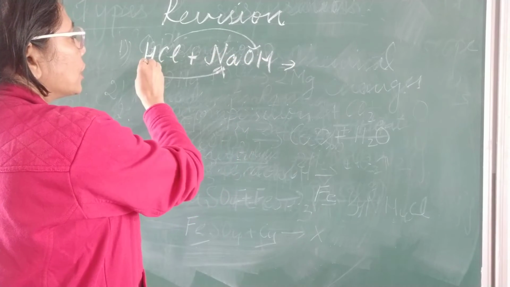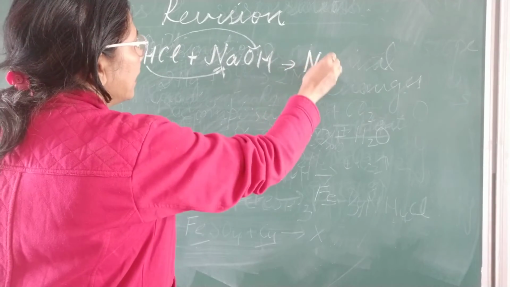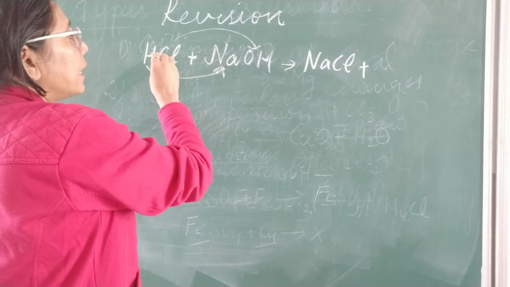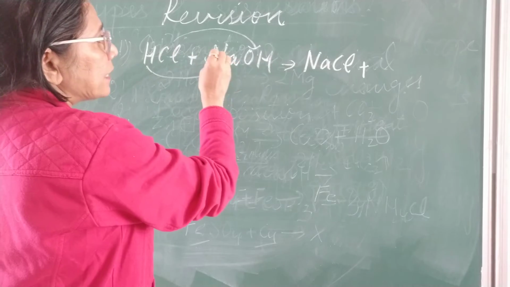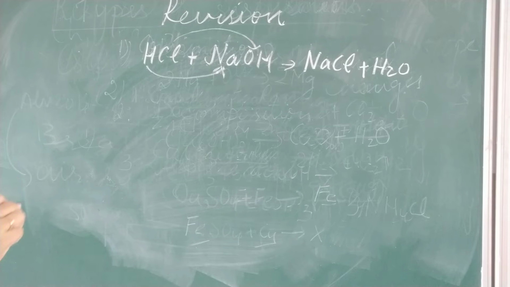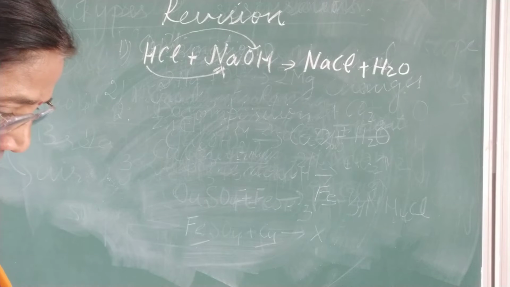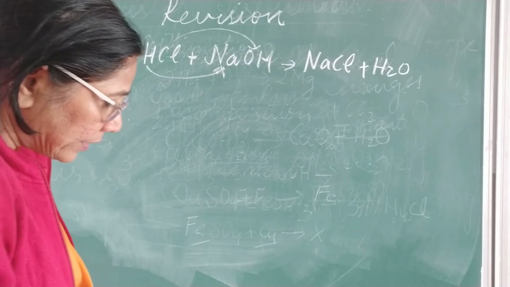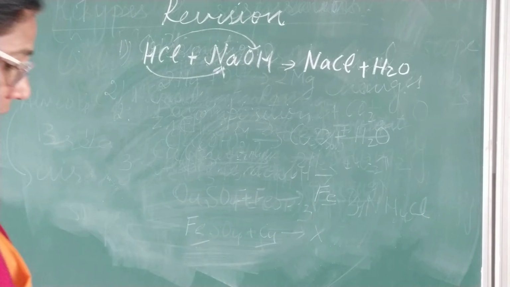Na is going to displace H, and NaCl salt is going to be formed, and here H is going to displace Na, H2O is formed. So two places are displaced, that is why we call it displacement reaction. And precipitation reaction is also an example of double displacement. We have already discussed that. Now next we are going to discuss oxidation and reduction reaction.